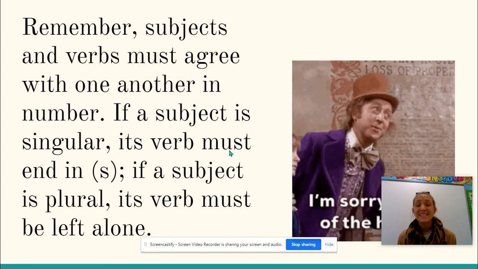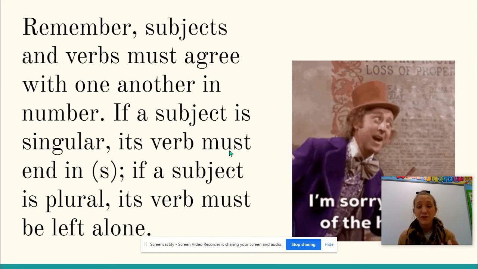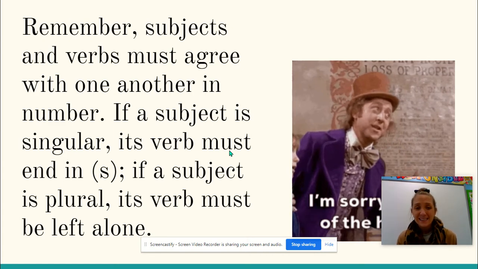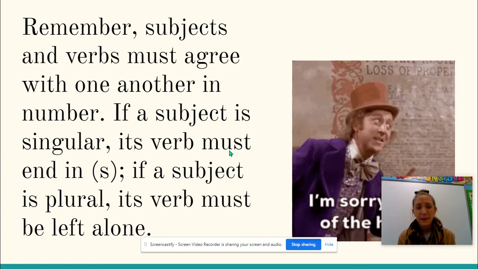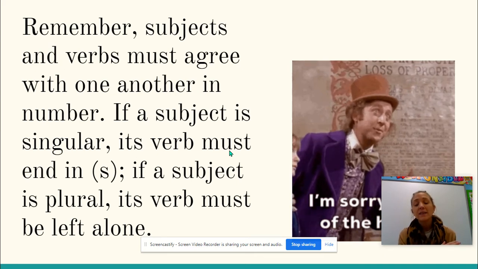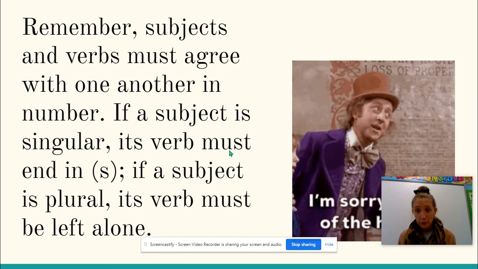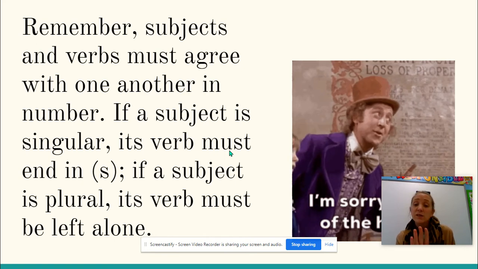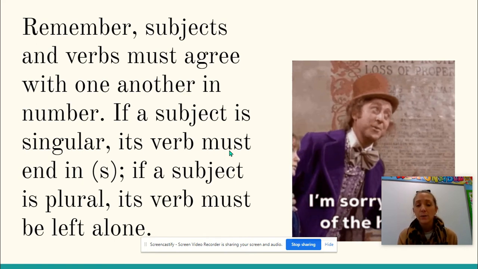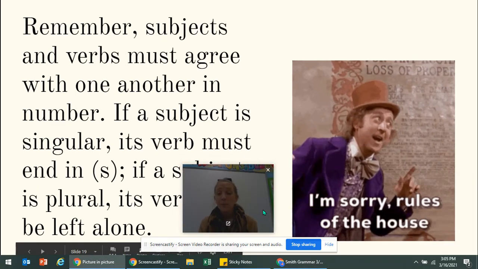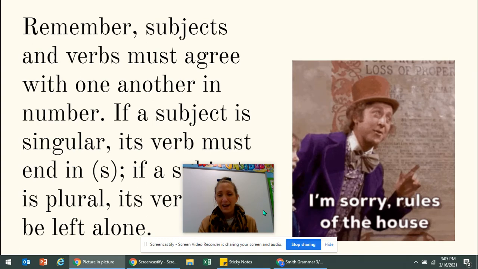If a subject is singular, its verb must end in an S. Remember, I told you to remember singular: your verbs end in an S. And if a subject is plural, pause, the verb can be left alone. If the subject is plural, meaning more than one, you're going to pause and leave the verb alone. And if you remember Willy Wonka, I'm sorry, but rules are rules.